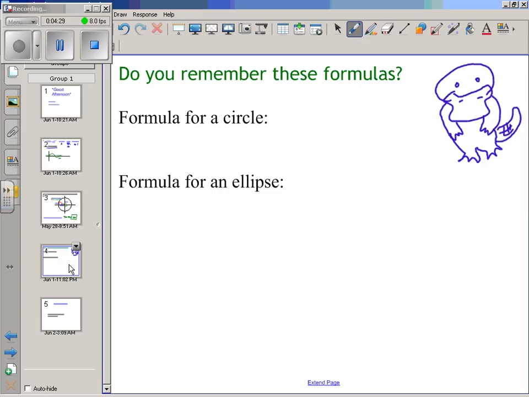And our last slide, before we get started, is recalling these formulas, the formula for a circle and the formula for an ellipse. So what I want you to do is pause this, see if you and your partner can both write down the formula for a circle and the formula of an ellipse without your notes. You will need to memorize those for tomorrow if you don't have them yet.